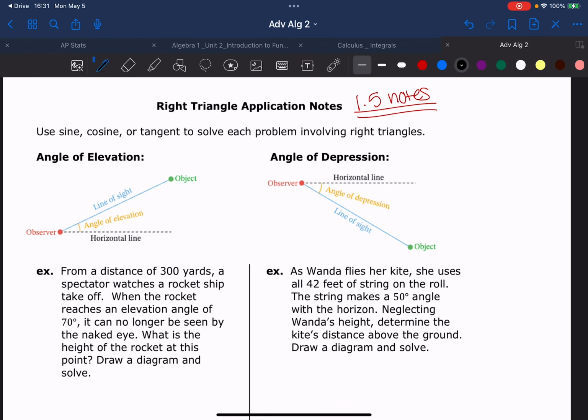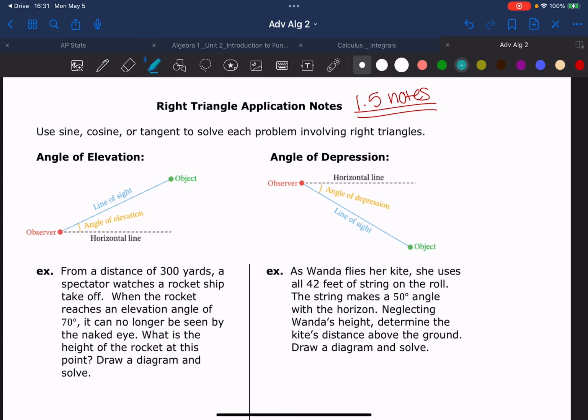Okay, this is our intro to geometry, right triangle application notes. So 1.5. It says use sine, cosine, or tangent to solve each problem involving right angles. So first we're going to talk about two different angles here. The first one is angle of elevation, and then the second one is angle of depression.